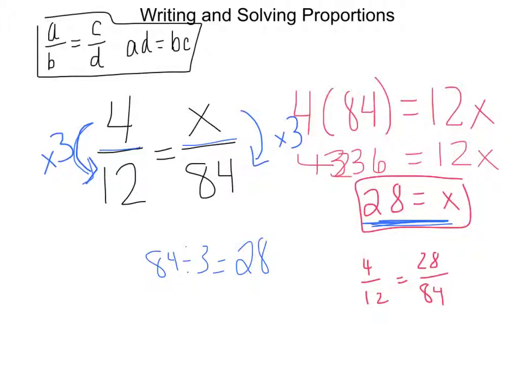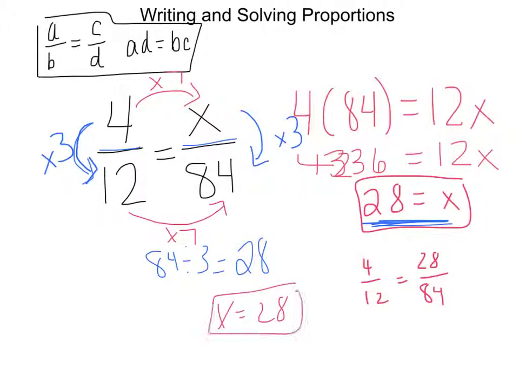Another way that you can see a pattern going on within this proportion is to look across, and say, well, I'm going from 12 to 84. I want to know how many times bigger 84 is than 12. Well, 12 times 7 is 84, so to get x I can do 4 times 7. And 4 times 7 is 28. And again, I get the same answer as I did in both of the other methods that we tried.